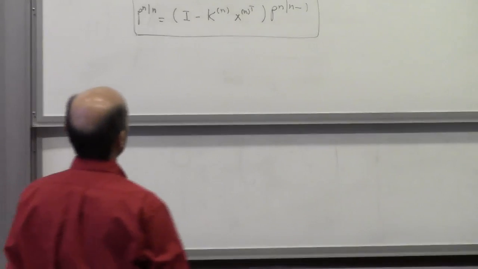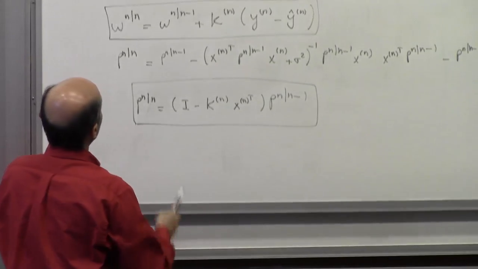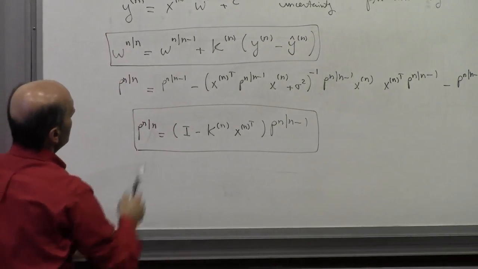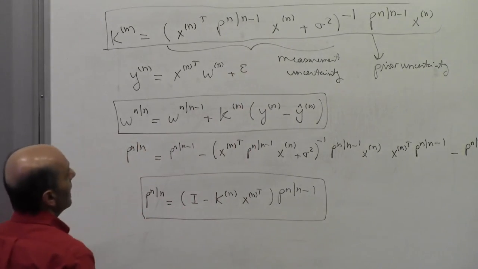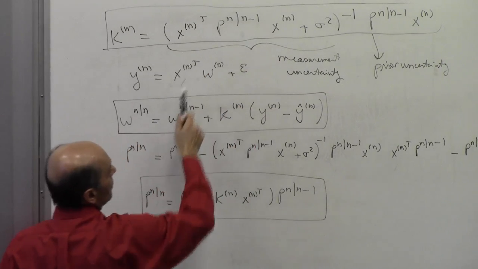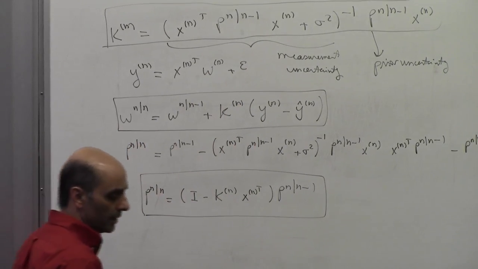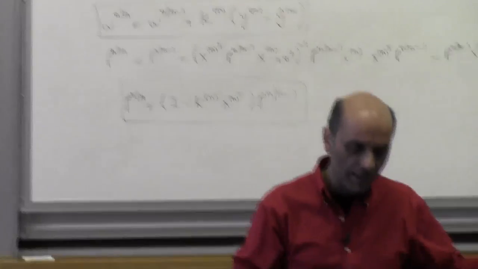The second thing to notice is that this function K, this K that I'm computing, depends on the X's, the inputs that I'm seeing, as well as the history of those X's, which are in the P. So P is the uncertainty matrix. And in the uncertainty matrix, I keep a history of all the past that I've seen.